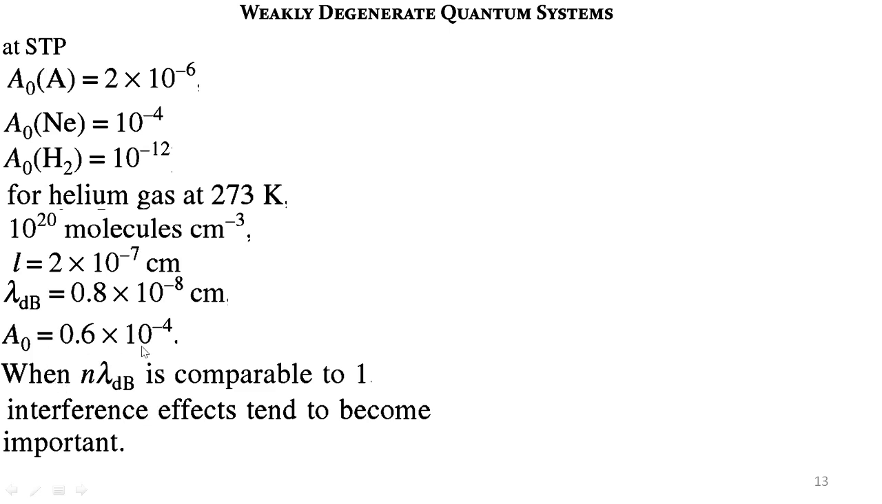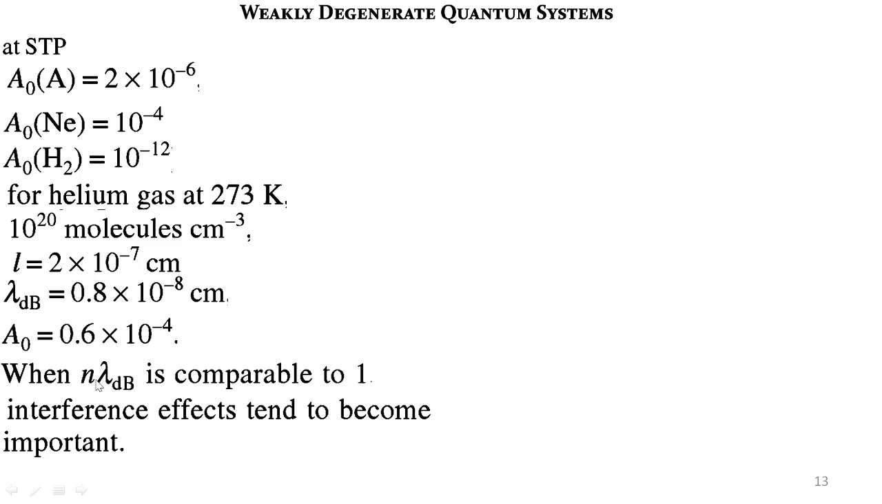So now A naught is again very small. So we can say helium under these circumstances can be treated like a classical gas, and so far so good. Now let us try to talk of helium under certain different circumstances. What are those quantum effects? If we ask this question, what do we mean by those quantum effects?